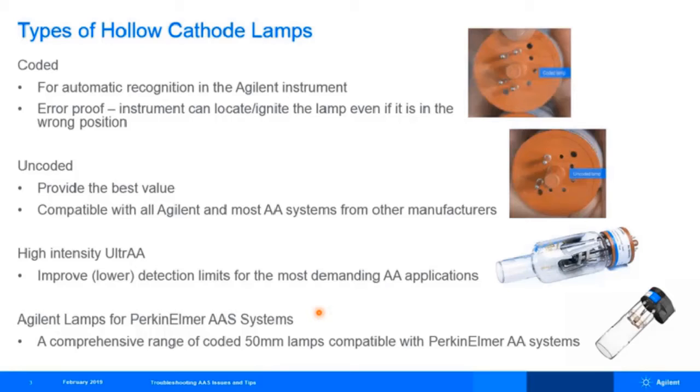Agilent also offers a comprehensive range of coded 50mm lamps that are compatible with all PerkinElmer atomic absorption systems. They provide economical operation and match the performance of genuine PerkinElmer Lumina lamps.